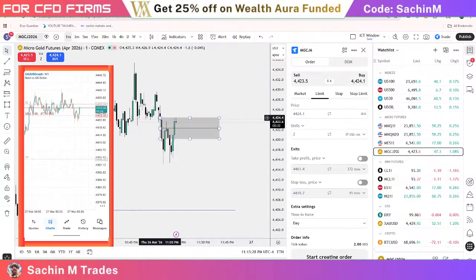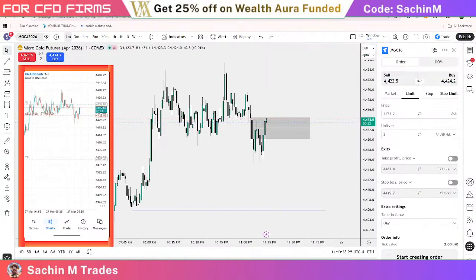The market might have come to fill this volume imbalance, so it will be a limit order, sell, stop loss. Let's put it here.